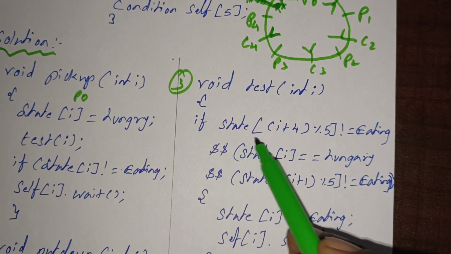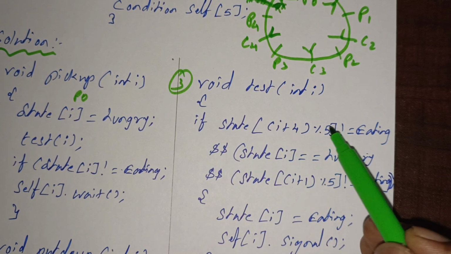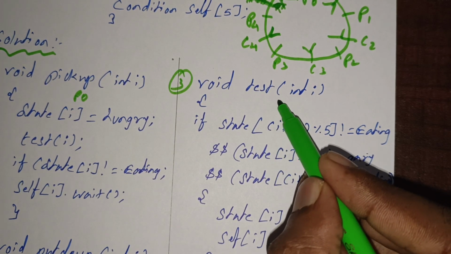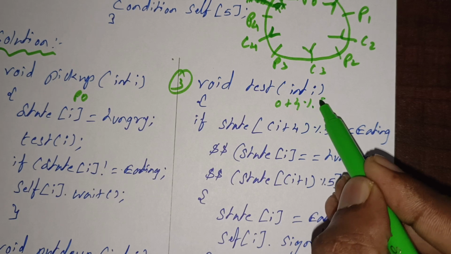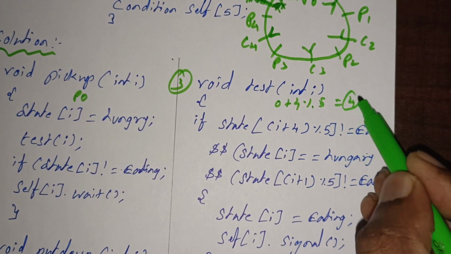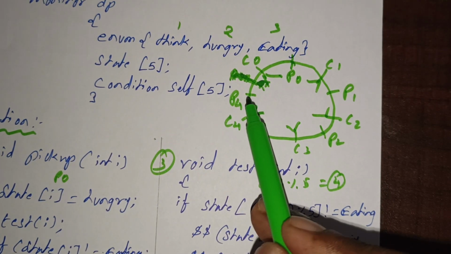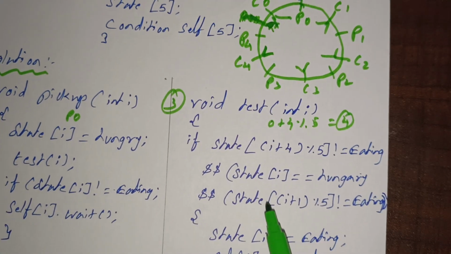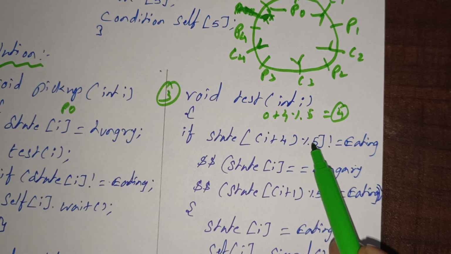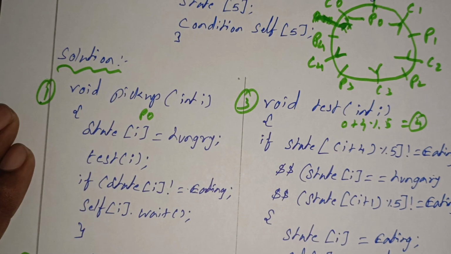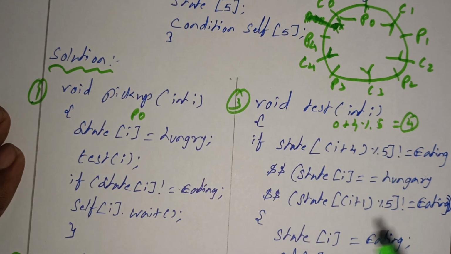State of (I plus 4) modulus 5. So we know what I is here. I is 0, so 0 plus 4 modulus 5. The value you know very well, it should be 4, right? So P0 is checking whether P4 is eating or not. Check here, 4 modulus 5 not equal to eating. That means the condition is the fourth philosopher should not eat.